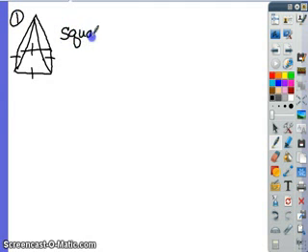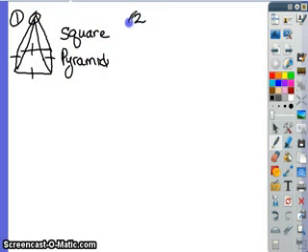And the next thing you need to decide is what kind of three-dimensional object is that? Pyramid. That's a pyramid because it comes to a point at the top. So it's a square pyramid. And I think we're all in agreement on that. Correct? Okay.